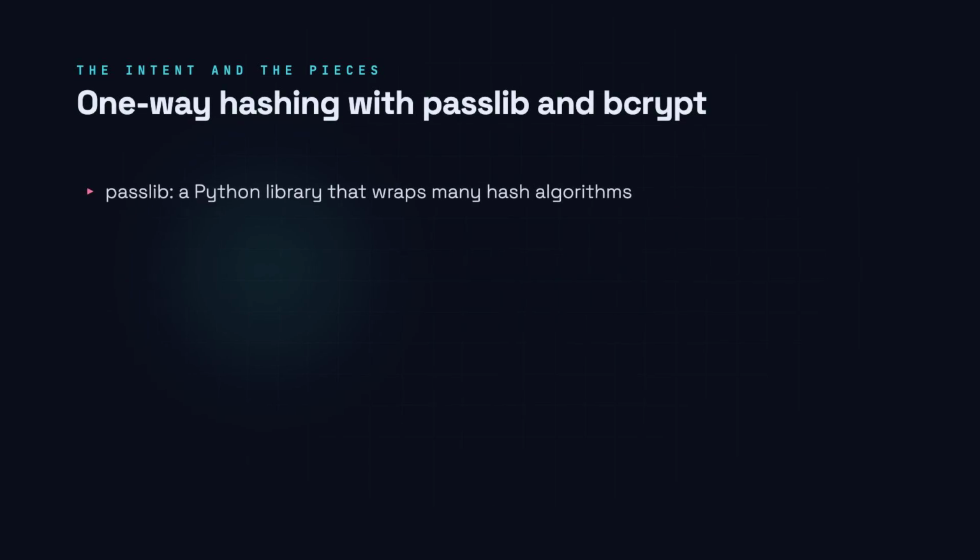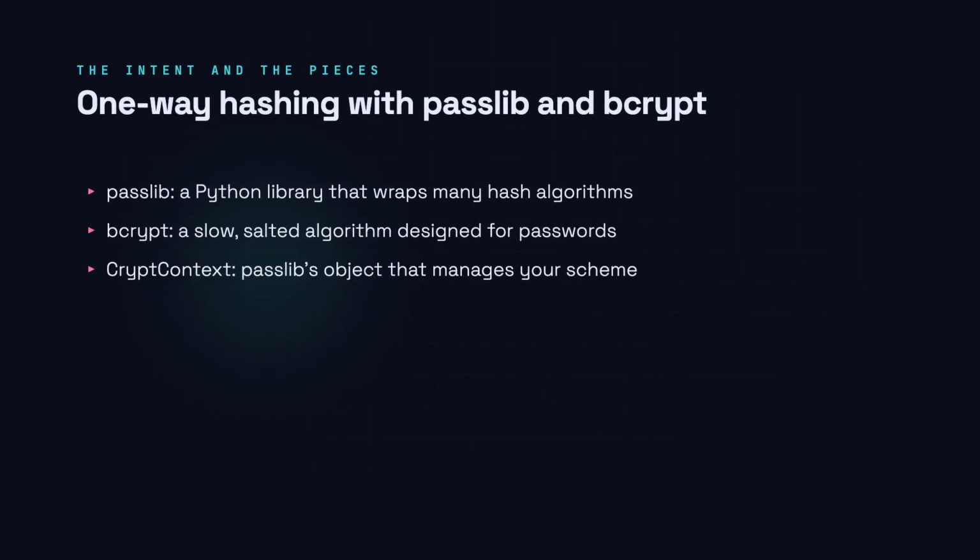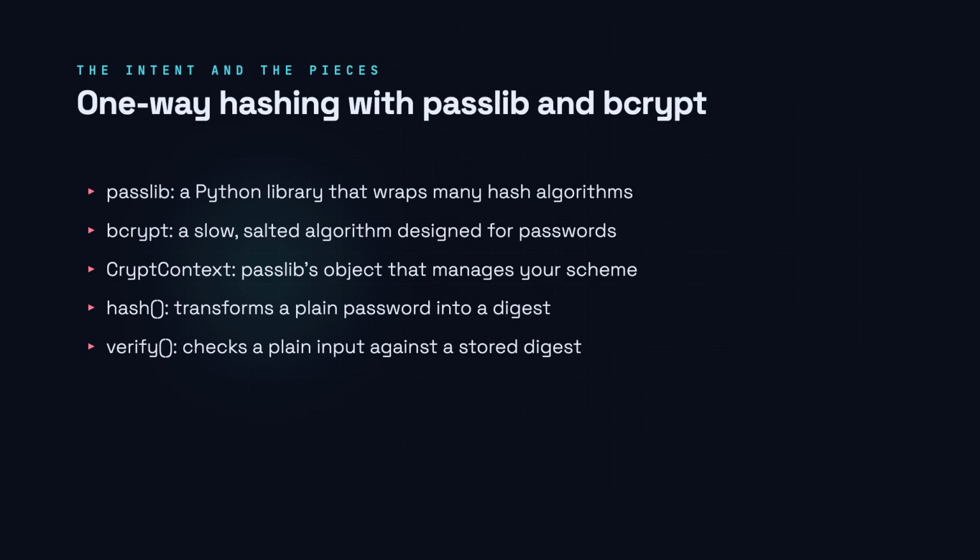The solution uses two libraries working together. Passlib is a high-level Python library that gives you a clean API over many hashing algorithms. Bcrypt is the algorithm you should actually use for passwords. It is intentionally slow, which makes brute force attacks expensive, and it automatically adds a random salt so two identical passwords produce different hashes. You configure passlib with the CryptContext object, then call hash to store a password and verify to check one at login time.